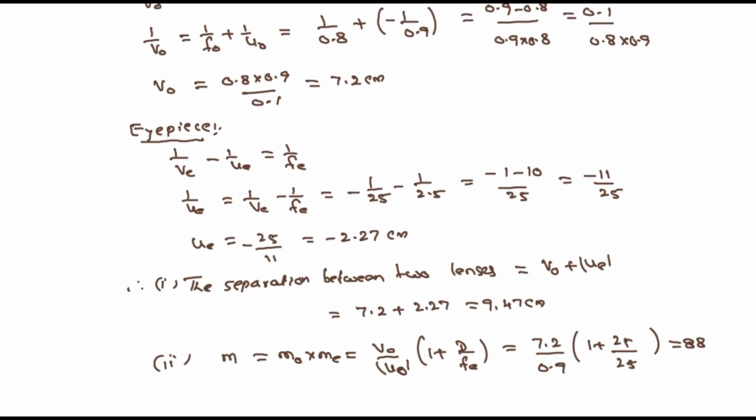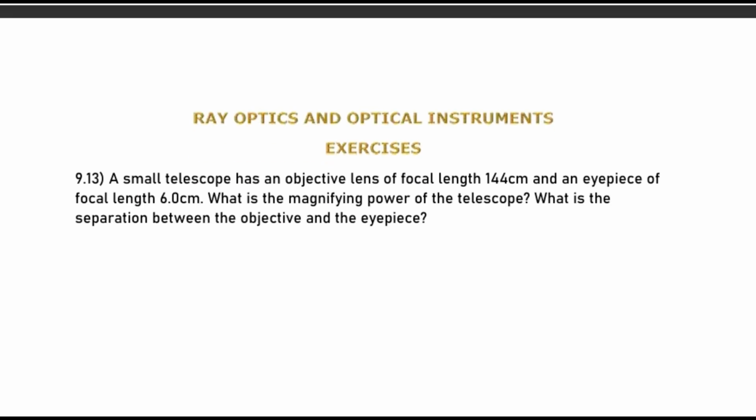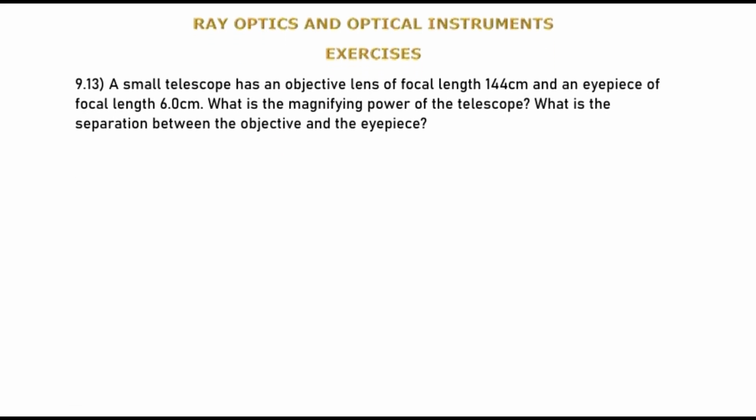Coming to 9.13. A small telescope has an objective lens of focal length 144 centimeter and eyepiece of focal length 6 centimeter. So what is the magnifying power of the telescope and what is the separation between the objective and eyepiece?